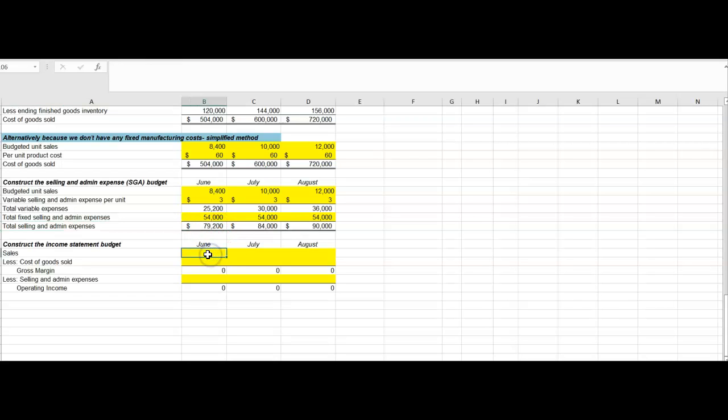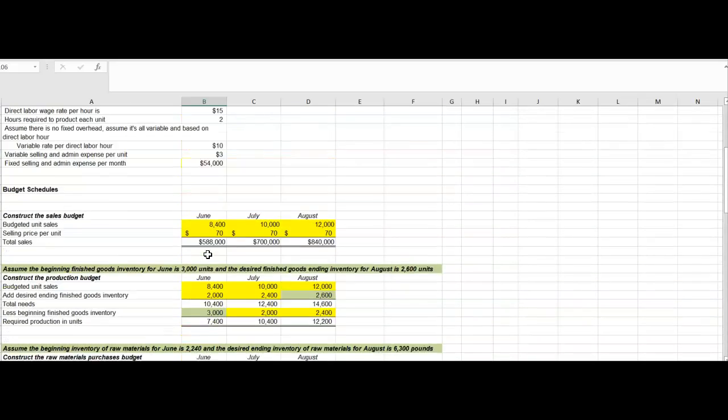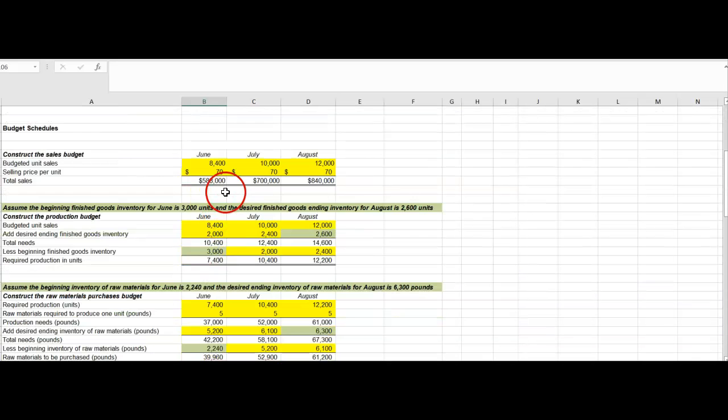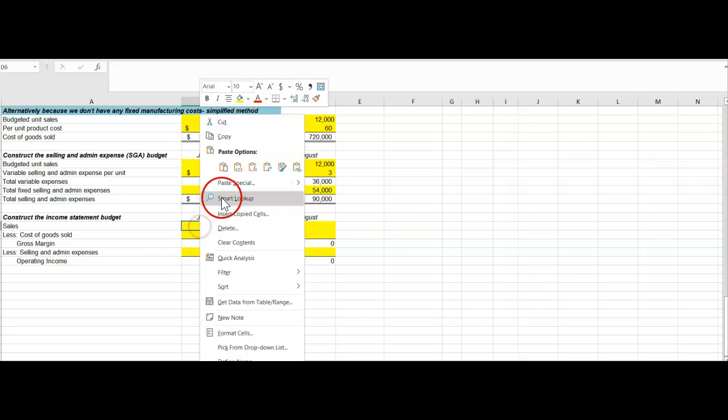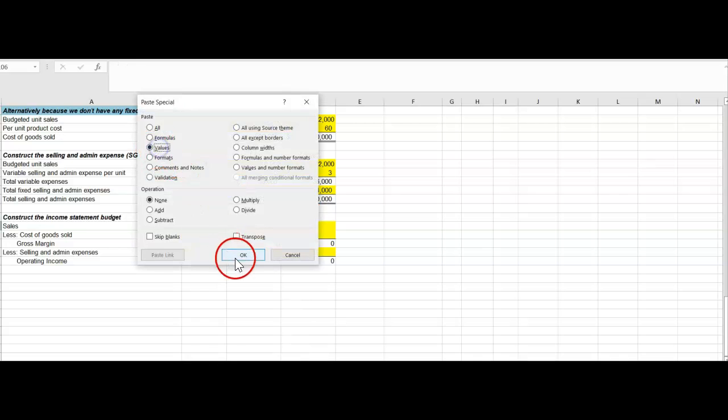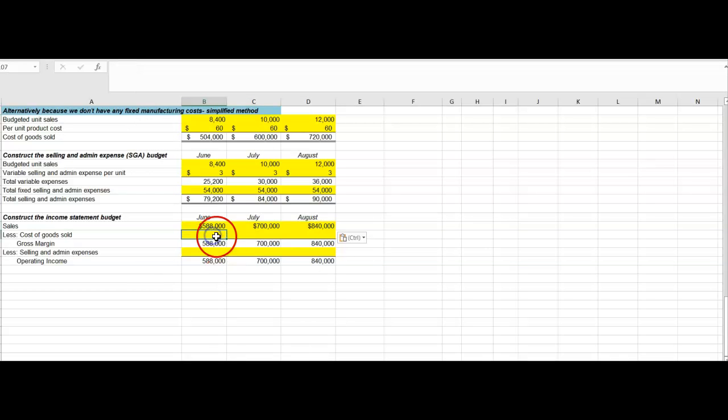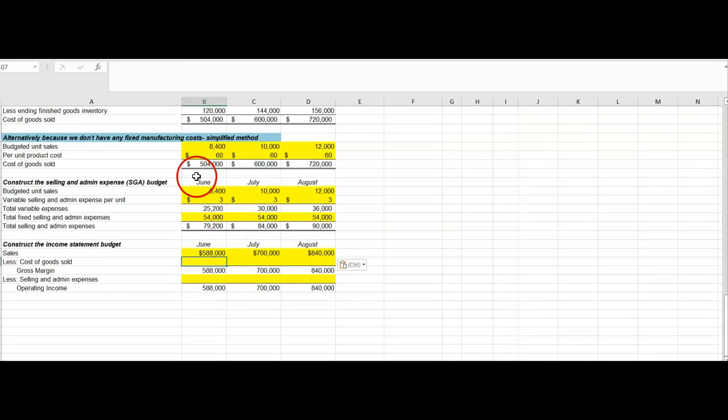So now we're ready to complete our income statement. So what are our sales going to be? Let's go all the way back up to our sales budget. This was our sales budget that we started with. I'm going to just copy this. So these are our sales dollars. Then we're going to need our cost of goods sold. And here is our cost of goods sold.